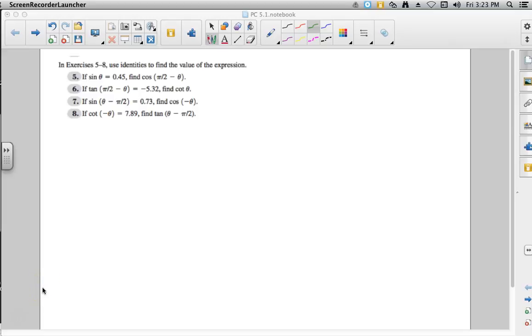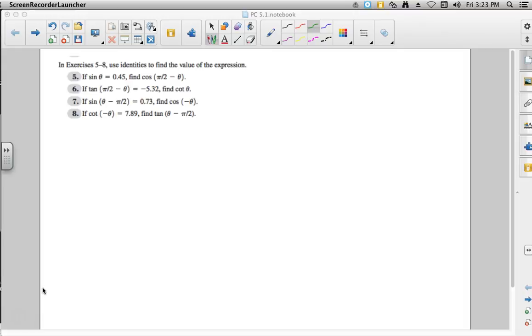These are the frequently asked questions for pre-calculus for section 5.1. Days 1 and 2, actually, we had to wait until we had covered everything to start doing some homework. So in exercises 5 through 8, use identities to find the value of the expression.